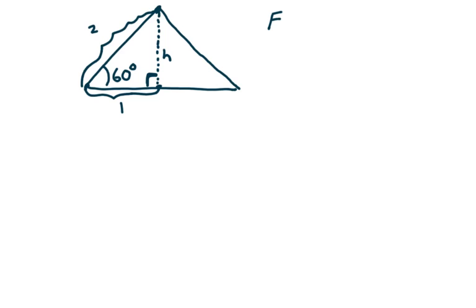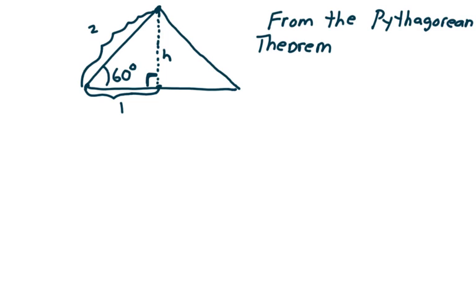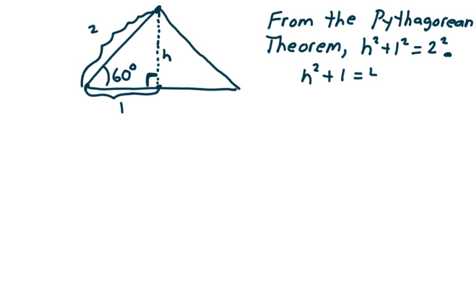Now, from the Pythagorean theorem, we have h squared plus 1 squared equals 2 squared. But that says h squared plus 1 equals 4. So h squared equals 3, and so h is equal to square root of 3.